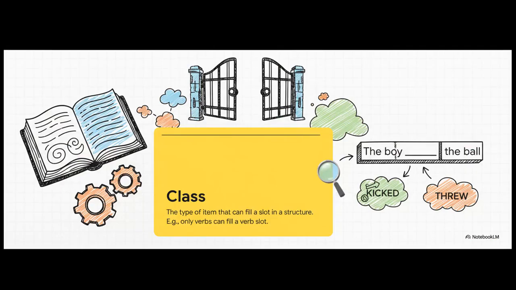Our third tool is class, and you can think of this one like a bouncer at a club. It's the rule that defines what type of word is allowed to go into a specific slot in the sentence. For example, in the sentence, the boy blank the ball, the class rule is the bouncer that only lets verbs in. Kicked gets in, threw gets in. Blue? Nope, sorry, not on the list.